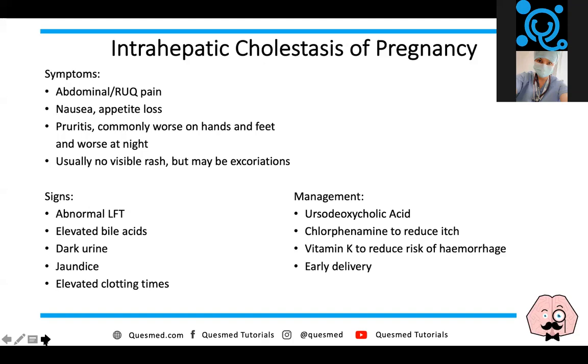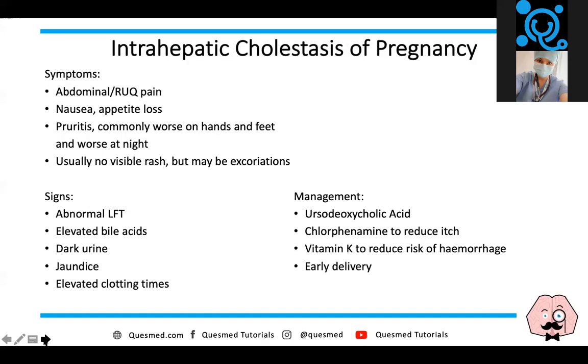In this condition, there's not typically a rash, but the condition is very itchy, so there might be evidence of sometimes quite extensive excoriations. And the itch is characteristically worse on the hands and feet. Other signs include deranged LFTs, elevated bile acids, dark urine, jaundice, and problems with clotting.